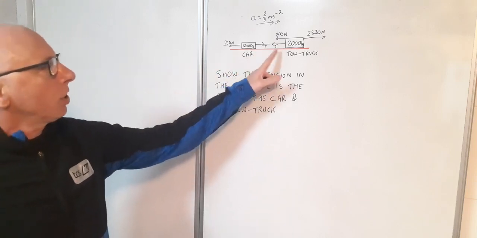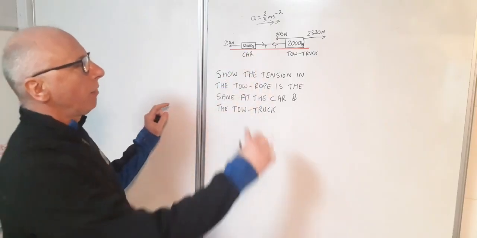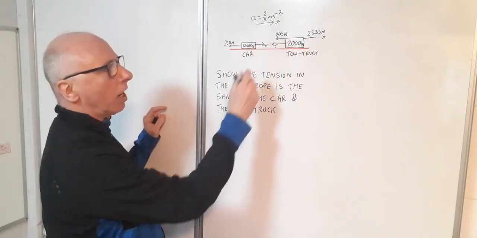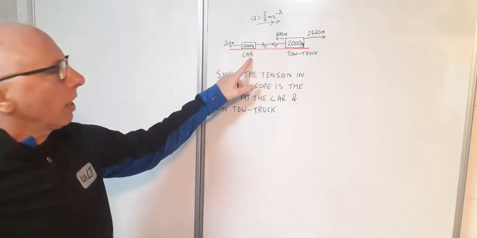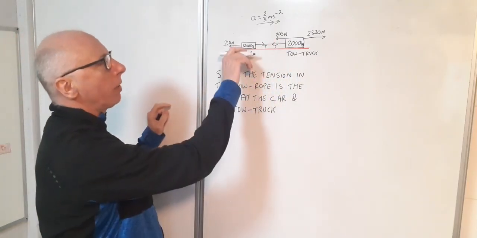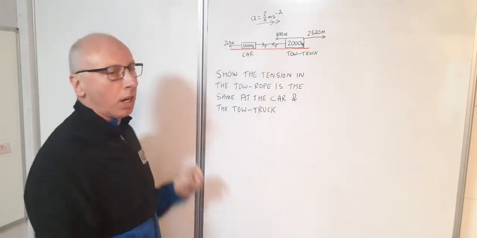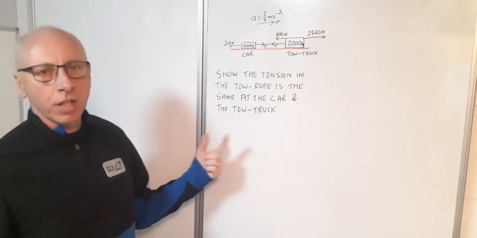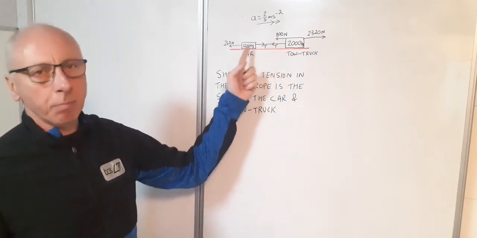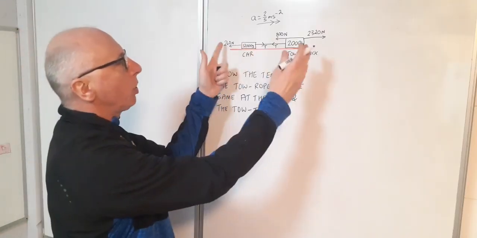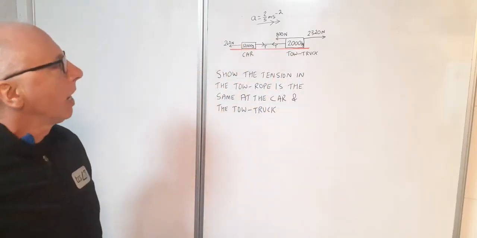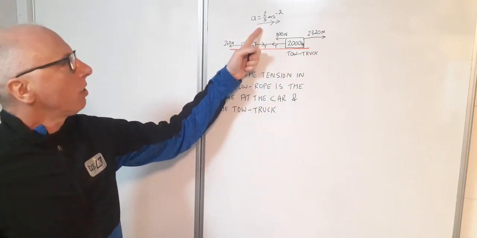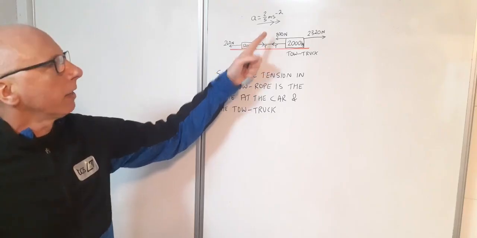Now we've got the tension in the tow rope marked here. From the tow truck it'll be going away from the direction of travel towards the car, and the tension in the tow rope at the car will be going in the direction of travel away from the car towards the tow truck. Now what we want to do is show that the tension in the tow rope is the same at both sides. Otherwise the gap would be changing or the rope would snap. And we're given that the acceleration as this thing is moving along is 2/5 of a metre per second squared.